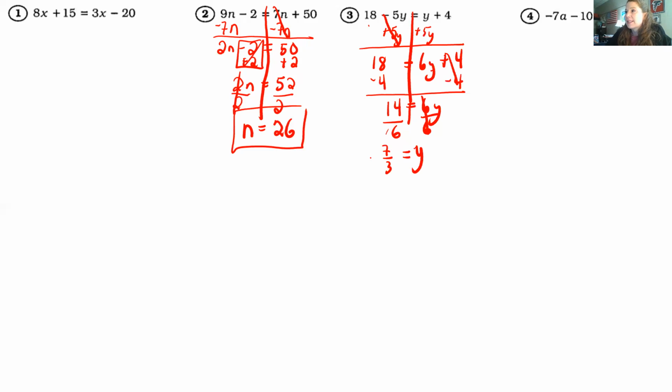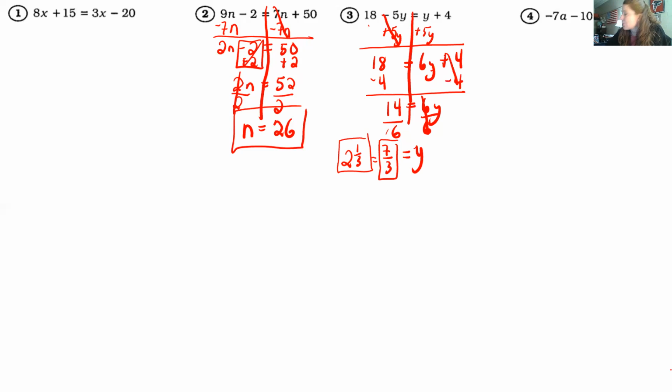I could turn it into a mixed number. I could say 2 1/3, or I could divide 7 by 3 and I would get 2.33333. So any of these answers is fine: 7/3 is fine, or 2 1/3 is fine, or 2.333 repeating is fine.